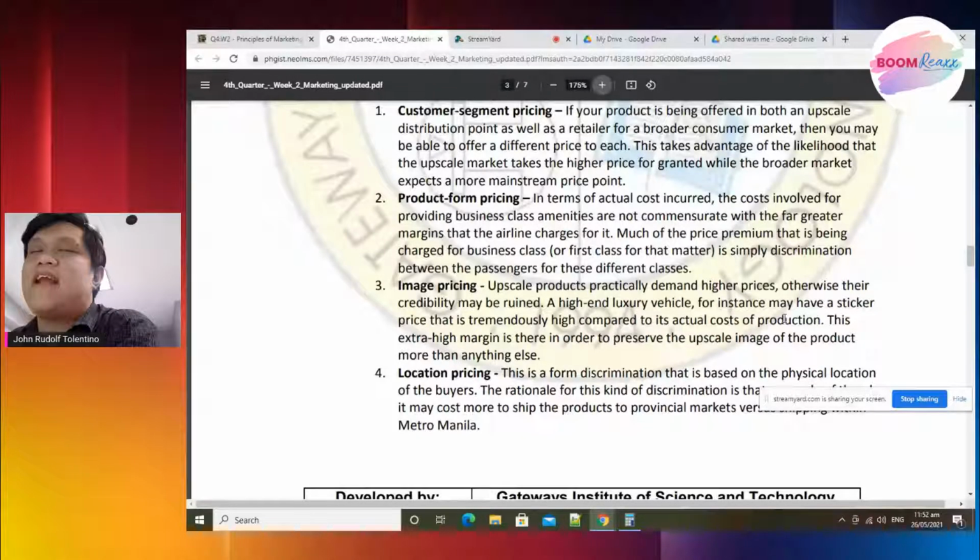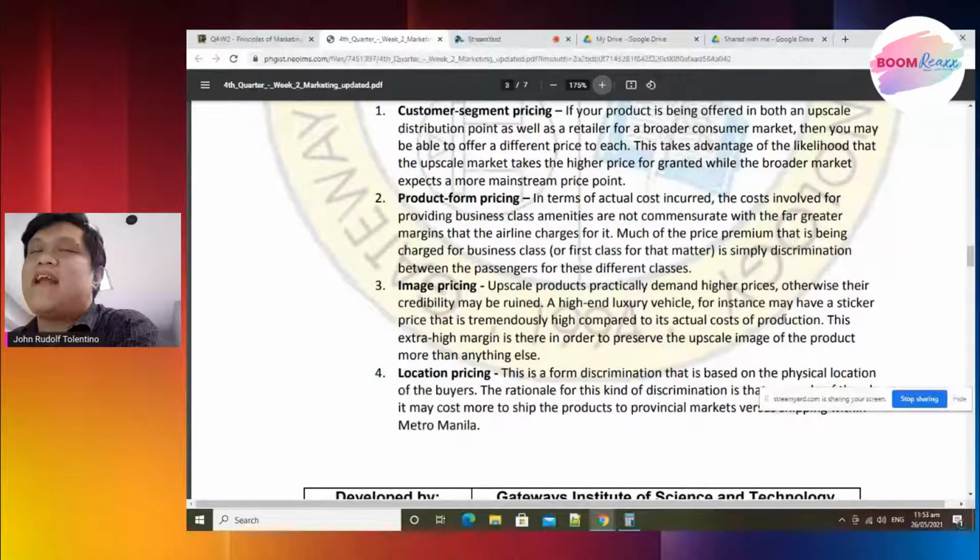Okay, di ba pag nagpo-purchase kayo, sa image pricing, hindi kayo naglalagay ng presyo dahil nilagay mo yung tag. Naglalagay kayo ng presyo doon because of the product. Kaya minsan makikita niyo pag pumupunta kayo ng mga boutique store, bakit wala siyang price? Malalaman mo na yung price kapag mag-bill out ka na. Kasi that's the image eh. Yun yung point doon, image pricing ang tinatawag doon.